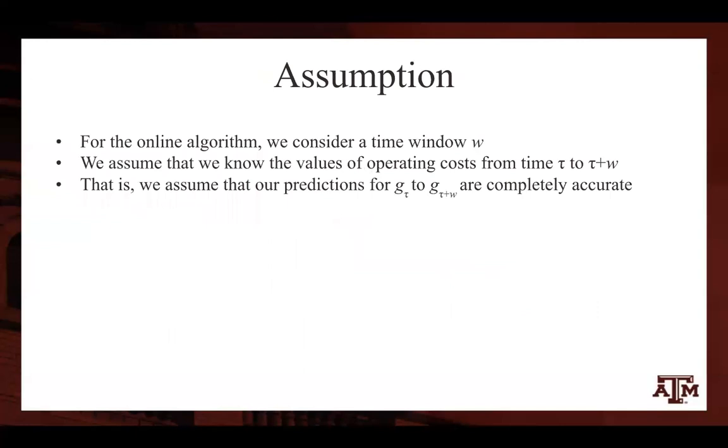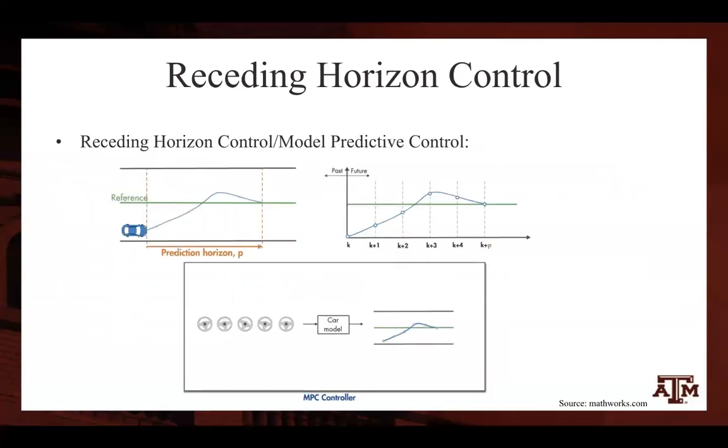Let's now talk about some assumptions made in this paper. For the online algorithm presented in this paper, we will consider a window of length w. We will assume that we know the value of function g or the operating cost from the period t to t plus w accurately. Now let's discuss the already existing online algorithm for dynamic right sizing, which is receding horizon control or RHC. Receding horizon control is also known as model predictive control or MPC.